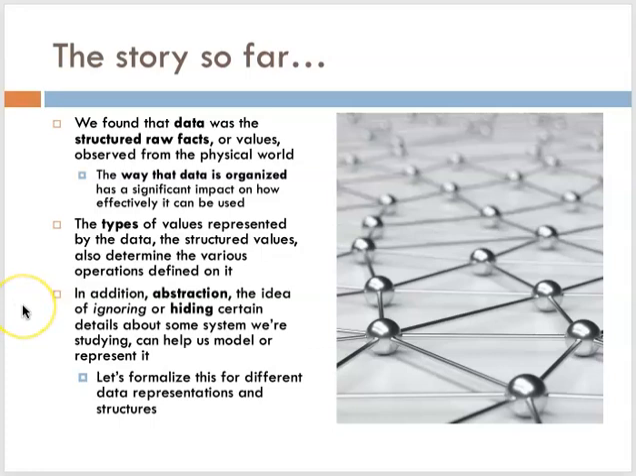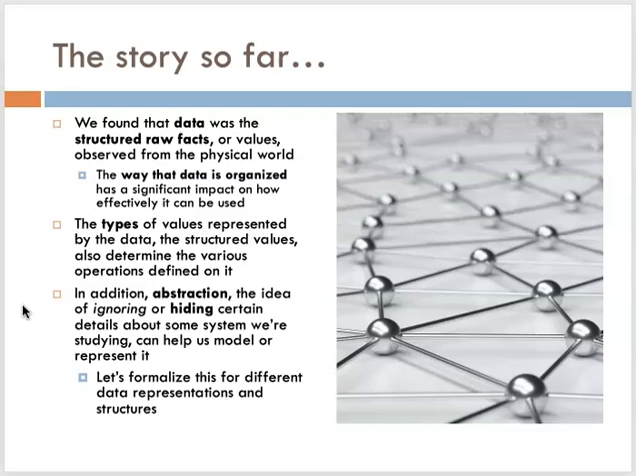So let's just step back a bit. The story so far is that we found that data was made up of the structured raw facts or values that we actually observe from the physical world. And the way that we organize this data has a significant impact on how effectively it can be used. And the types of values that are represented by the data, those structured raw facts, also determine the various operations that are defined on it. So, for example, if you have numeric data types, then you can do certain arithmetical or mathematical operations on them. And if you have a string data type, then you can only do textual or string operations on them.